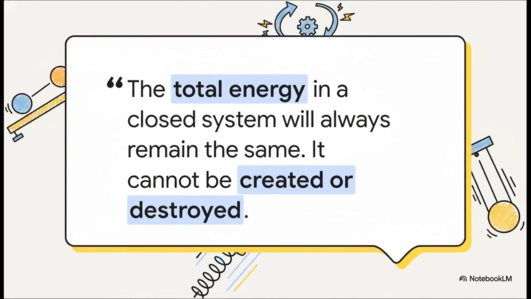In a closed system, you can't create or destroy energy, you can only change its form. Potential and kinetic energy are really just two sides of the same coin, and the total amount in the pot always stays exactly the same.